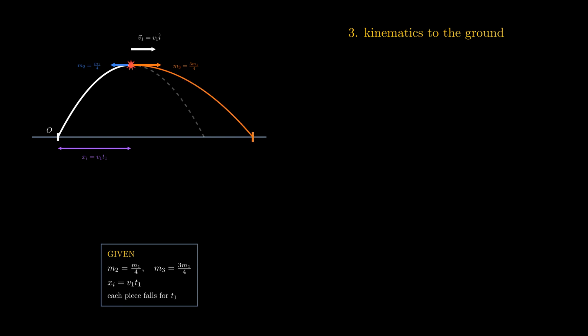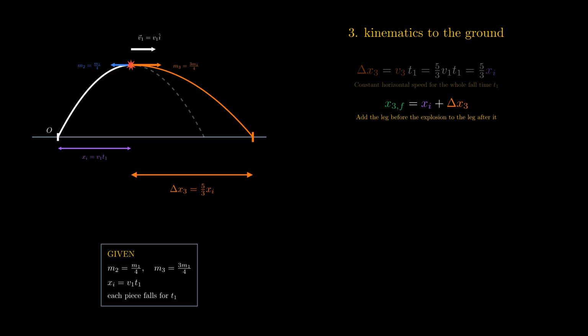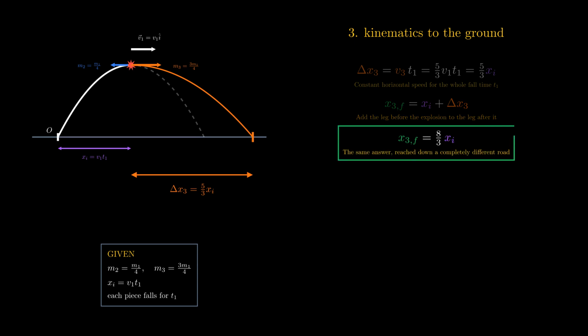The larger piece keeps that horizontal speed for the whole remaining time t_1. So its horizontal travel after the explosion is delta x_3 equals v_3 times t_1, which is 5/3 v_1 t_1, which is 5/3 x_i. That is the distance beyond the explosion point, but the explosion point was already x_i from the pad. So the two add: x_3f equals x_i plus 5/3 x_i, which is 8/3 x_i. The same answer reached down a completely different road. Two roads, one answer, 8/3 x_i.